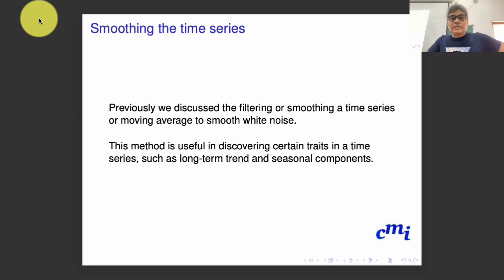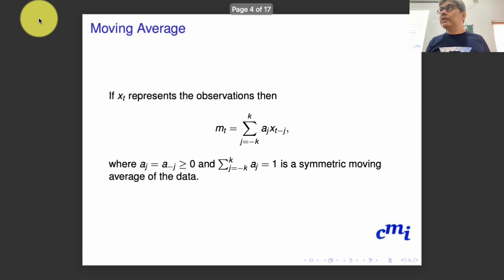Previously we discussed filtering or smoothing a time series, or moving average to smooth a white noise, right? This method is useful in discovering certain traits in a time series, such as long-term trend, seasonal component and all those things.